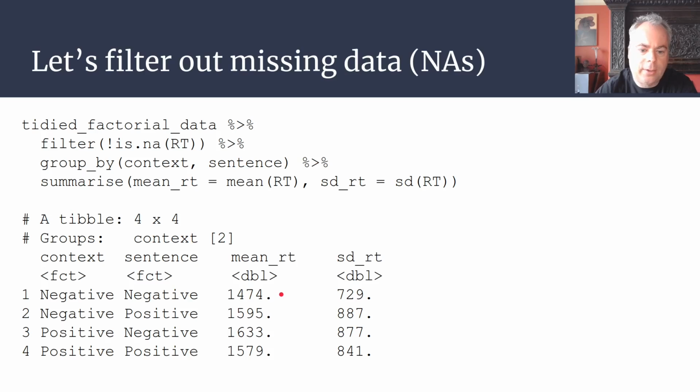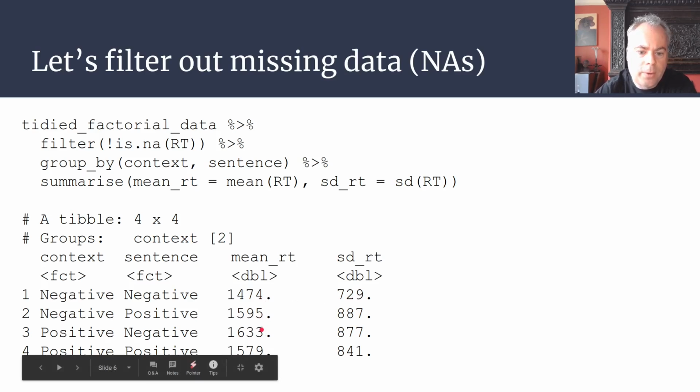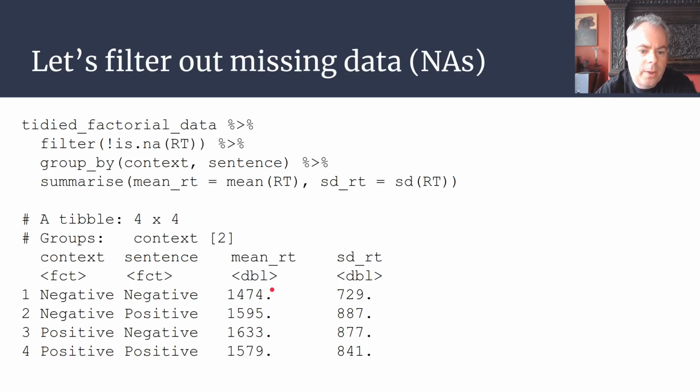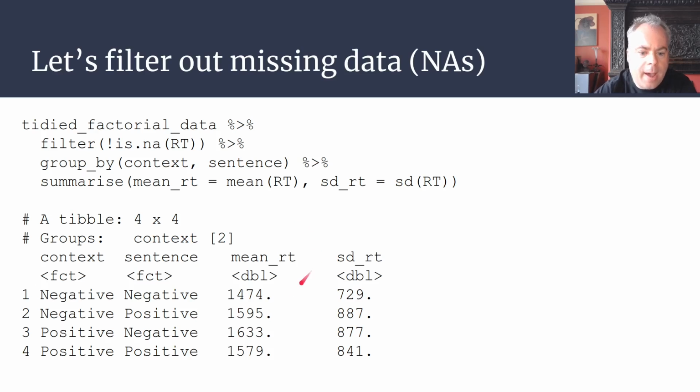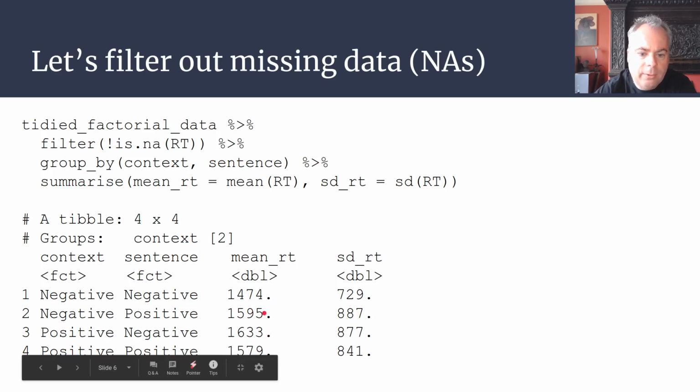And we can look at that in the descriptives as well. So we've got 1474 versus 1633. So there does indeed seem to be about 160 milliseconds between those two conditions. In contrast, if we look at positive sentence reading times in positive contexts versus positive sentence reading times in negative contexts, visually at least, there doesn't seem to be a huge amount of difference between those 2 points. And we can look here and we can see that actually, it's only about 16 milliseconds.